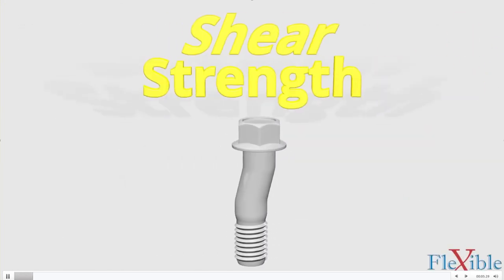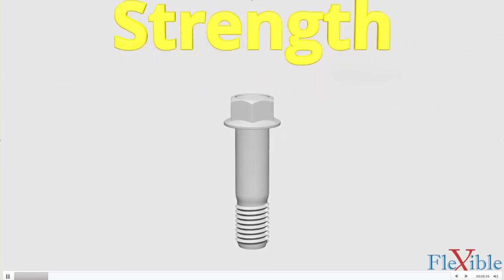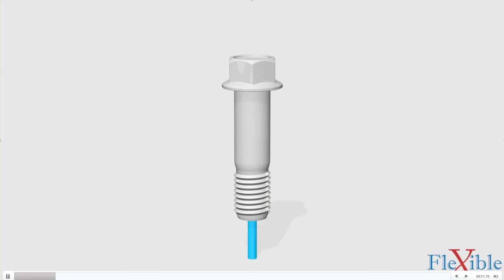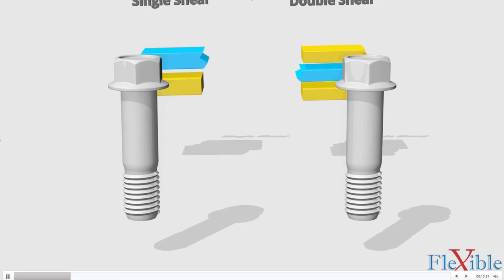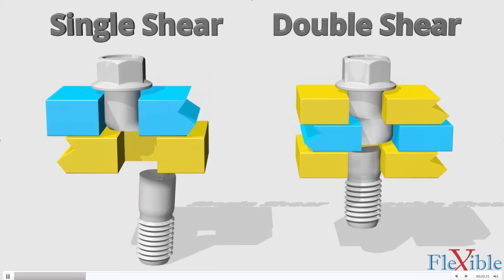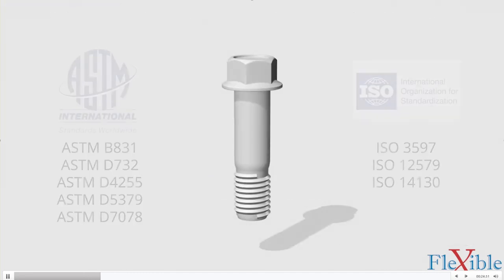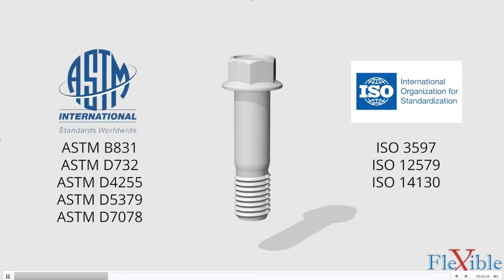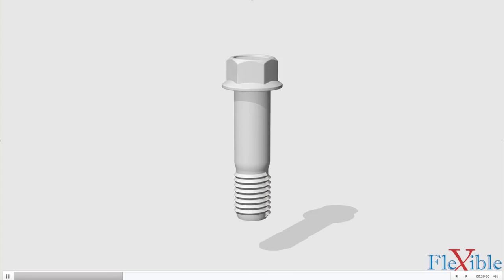Shear strength is an important mechanical characteristic of a threaded fastener. It is a fastener's ability to withstand loads applied at a right angle to its bolt axis. A single shear will cut a fastener in half along one transverse plane. A double shear cuts the fastener into three pieces along two transverse planes. The ASTM and the ISO have different standards for measuring shear strength. We will use a generic formula and approximate material values for this demonstration.